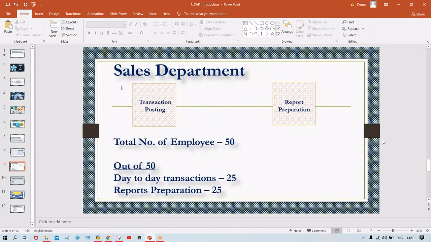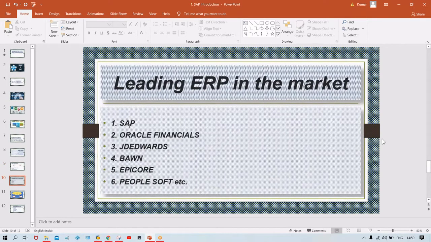Now if you talk about what are the leading ERPs in the market, guys, of course we have multiple ERPs, multiple software in the market. SAP is, of course, the highest market shareholder. Then we have Oracle Finance, JD Edwards, BAAN, Epicor, PeopleSoft. Tally is also a small ERP, guys. Navision is also one small ERP. We have QuickBooks, and likewise several ERPs are there in the market, guys.